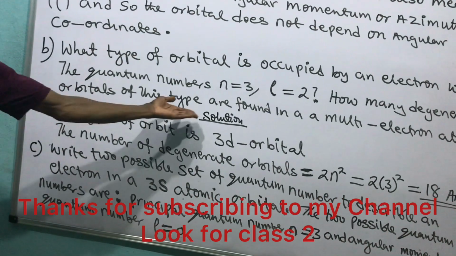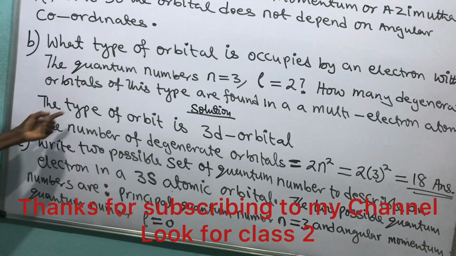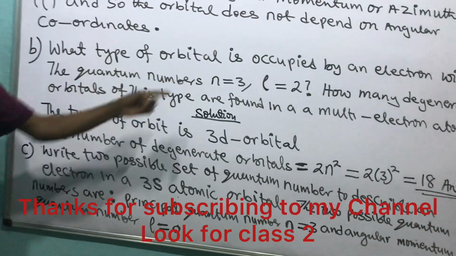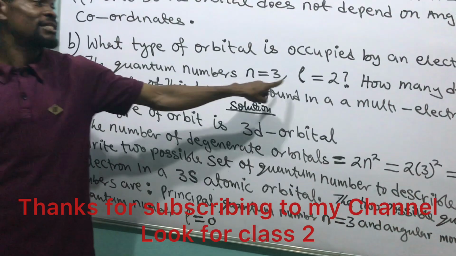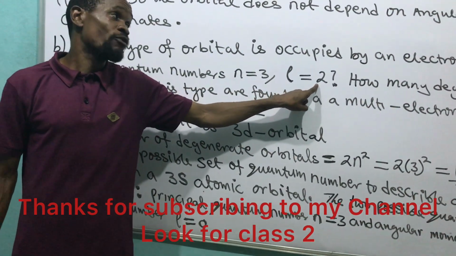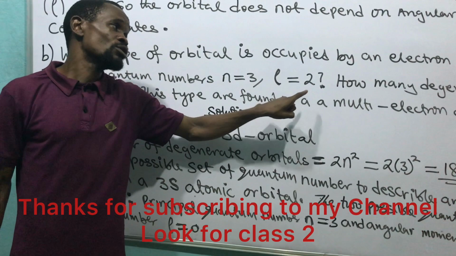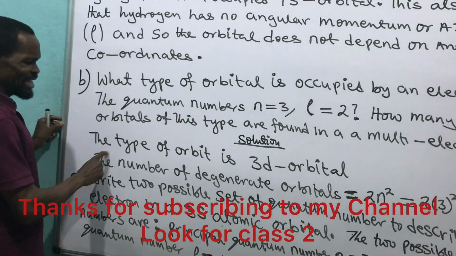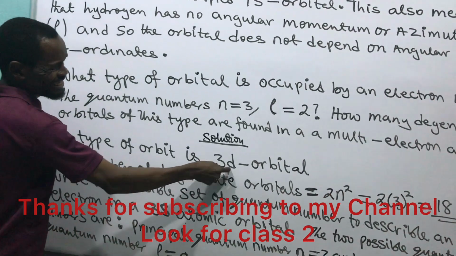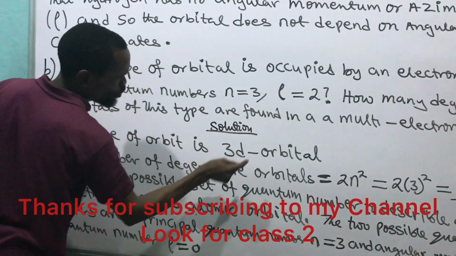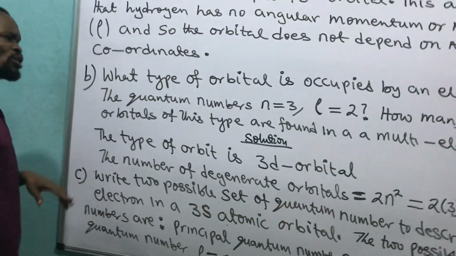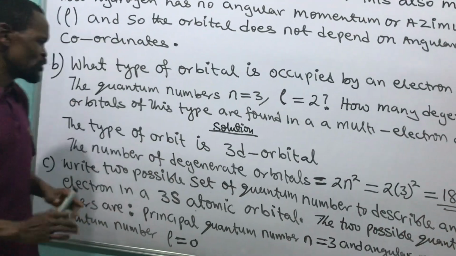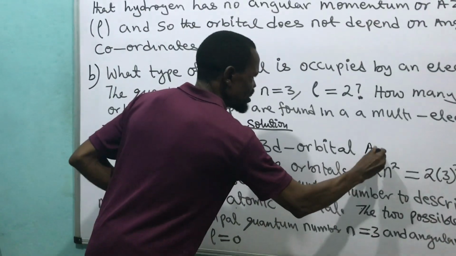The solution to question B: we have learned about this. n stands for the principal quantum number, and l stands for the angular momentum quantum number. We say 0 stands for the s orbital, 1 stands for the p orbital, and 2 stands for the d orbital. So the type of orbital is 3d, with 3 for n and 2 for l. That is our answer for that one.